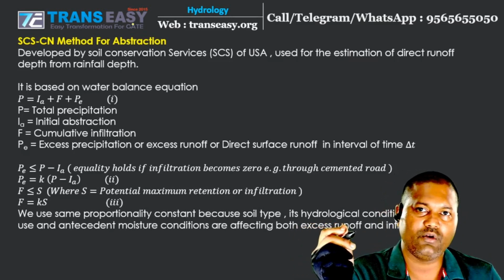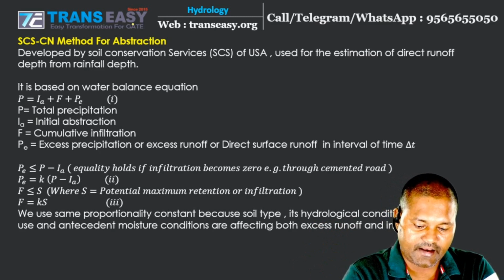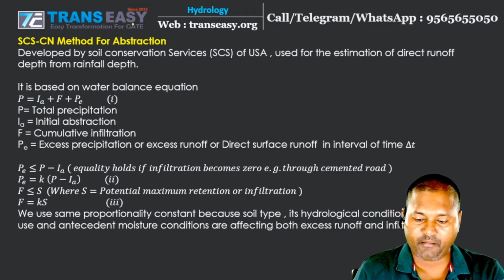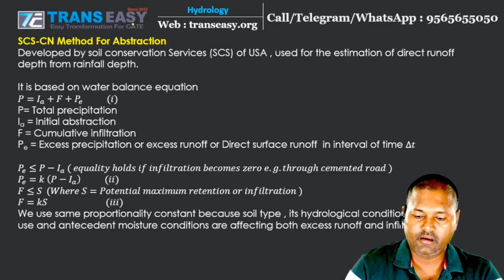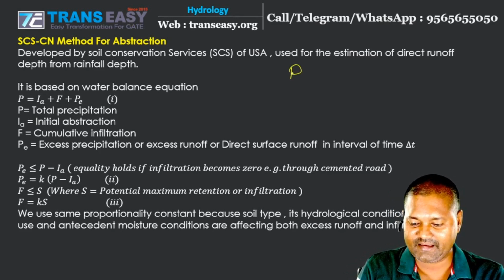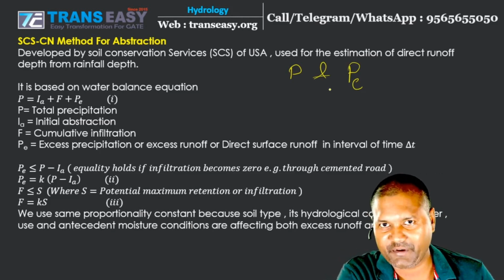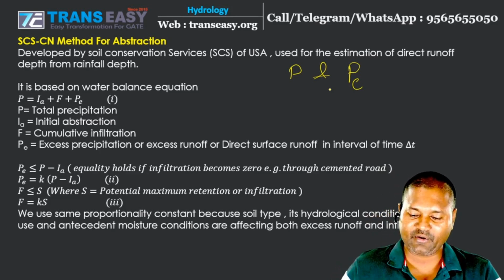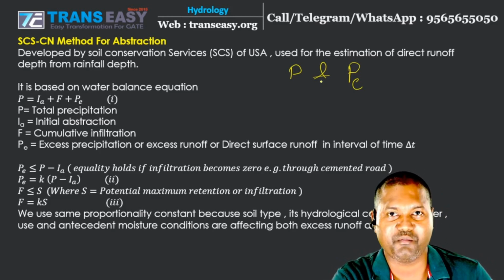SCS-CN method for calculation of abstraction. SCS-CN method: Soil Conservation Service curve number method, developed by the Soil Conservation Service of USA. It is used for the estimation of direct runoff depth from rainfall depth. Here P is total precipitation and PE is effective precipitation or direct surface runoff. And we are going to establish a relationship between P and PE by the SCS-CN method.